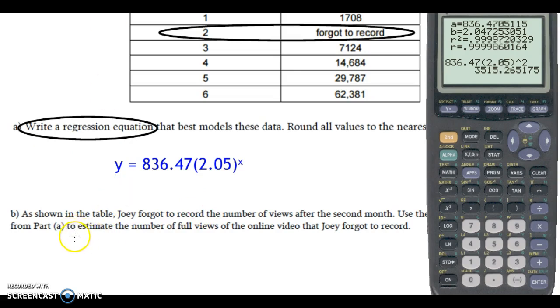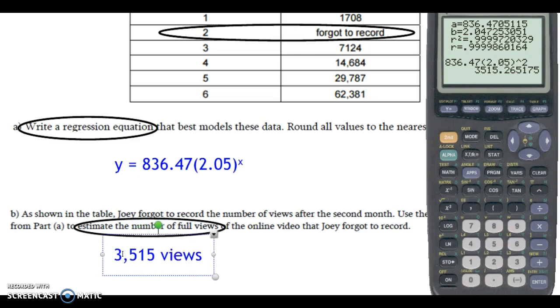It's asking to estimate the number of full views, so that's the thing that we're going to annotate here. We're looking to estimate the number of full views that Joey forgot to record. Well, I'm not going to write 3,515.265 views. That wouldn't make much sense. We're asked to estimate the number of full views. So I'm going to round to the nearest whole number. It looks like 3,515 views. And if I wanted to get full credit, I'd write out what I actually did.